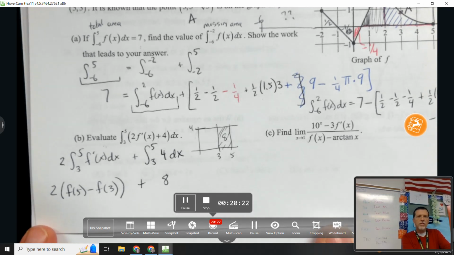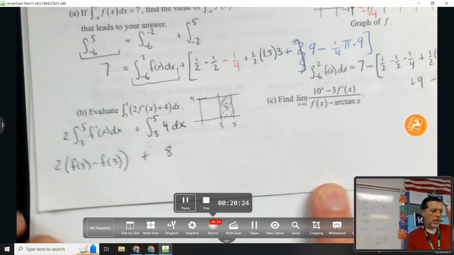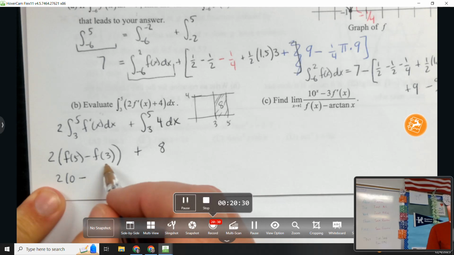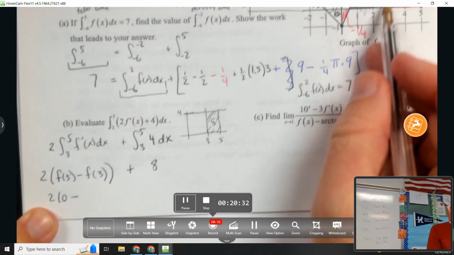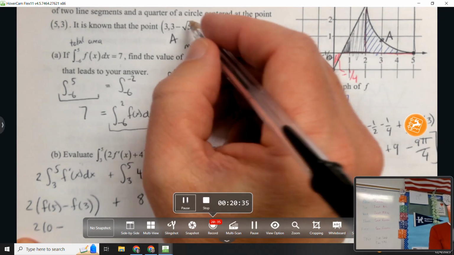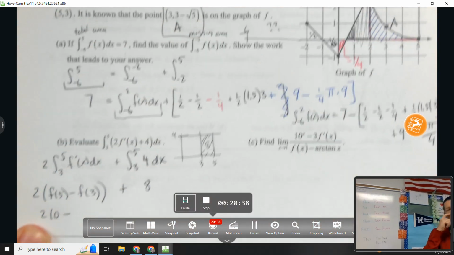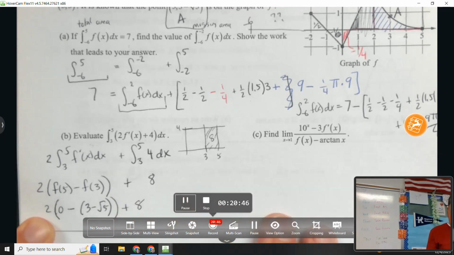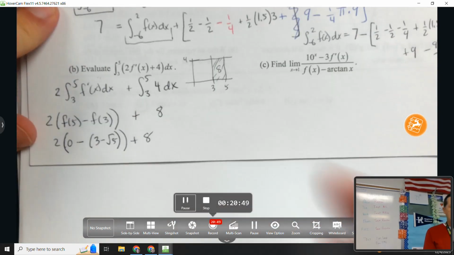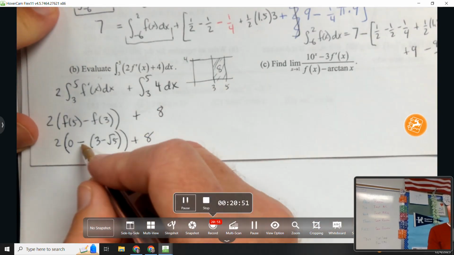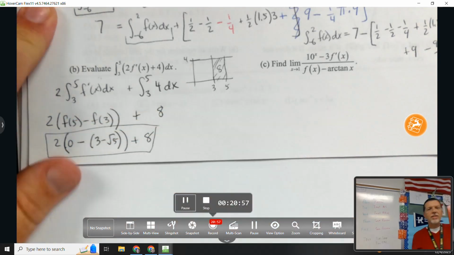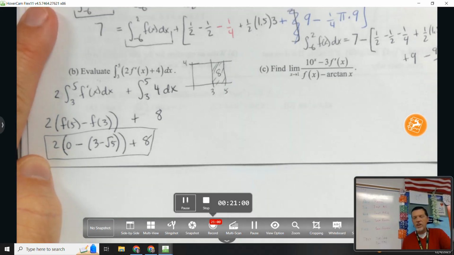The antiderivative of the derivative gets us back to f. The f of 5 I can get from the graph. That's 0. F of 3, they gave me f of 3. I didn't know why they gave me that weird point, but now I know. F of 3 is 3 minus root 5. And the plus 8. That's a safe stop, so I guess I could ignore the 0 and distribute the stuff, but just leave it alone. If you have the chance to leave it alone, leave it alone.